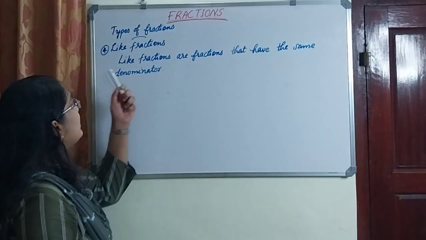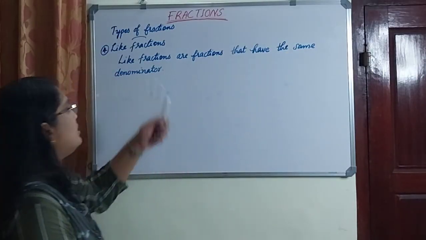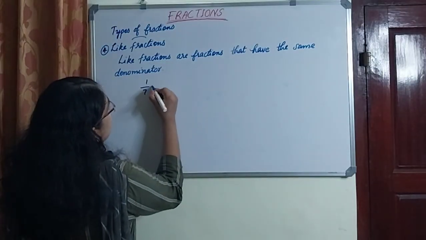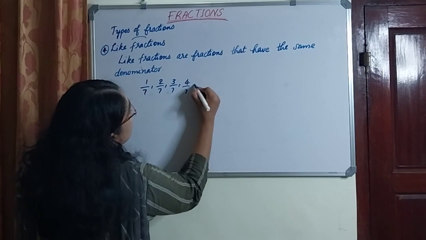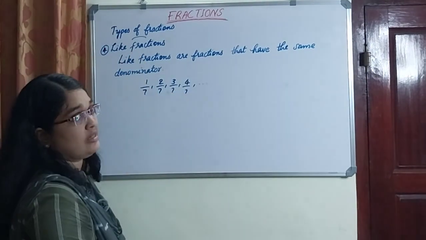Next category is like fractions. Like fractions are fractions that have the same denominator. These are a group of fractions. For example, 1 by 7, 2 by 7, 3 by 7, 4 by 7, etc. All these have the same denominator. These are called like fractions.